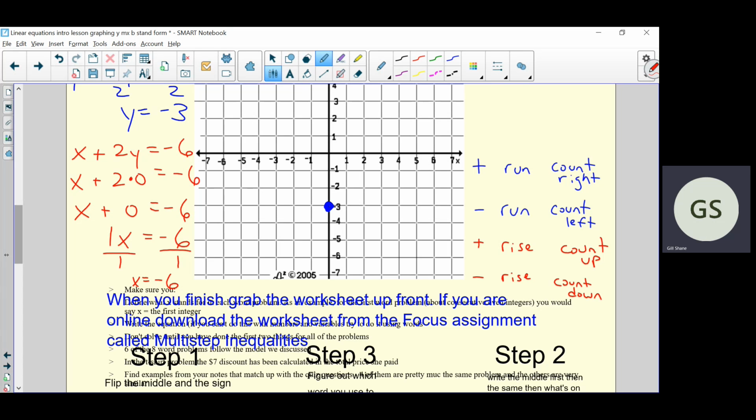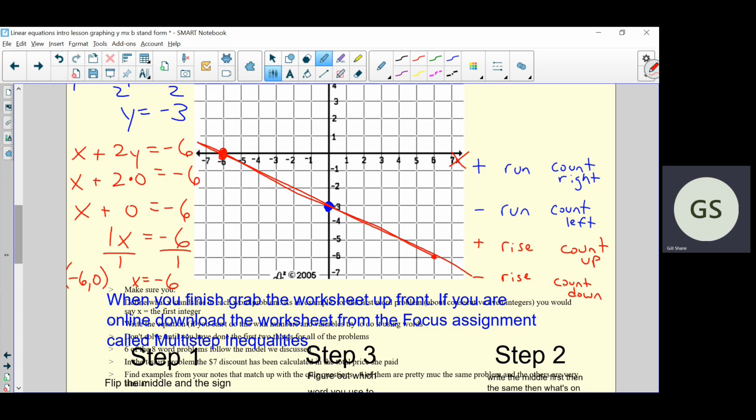So now the ordered pair would be -6, comma 0 if you wanted to write it out. But basically, I just go to the x-axis and I find -6 and I put a point on -6. So that's where it goes, right there. And then that would be my line right there. So that's how you graph.